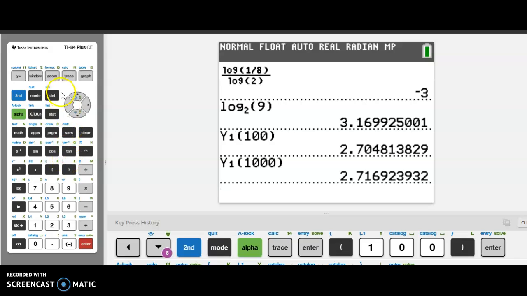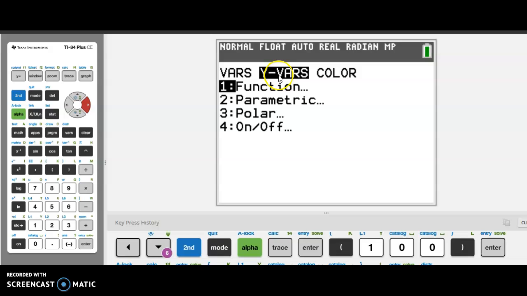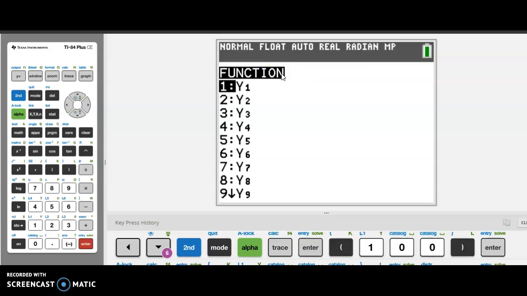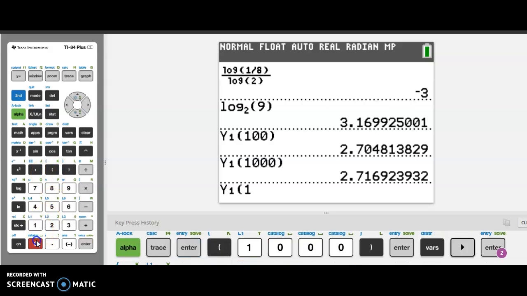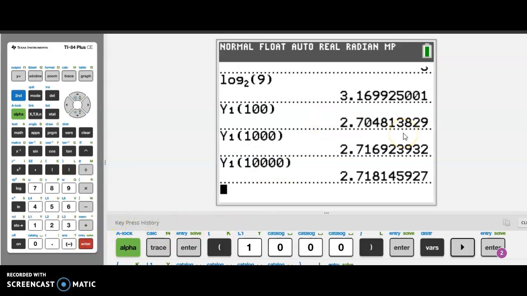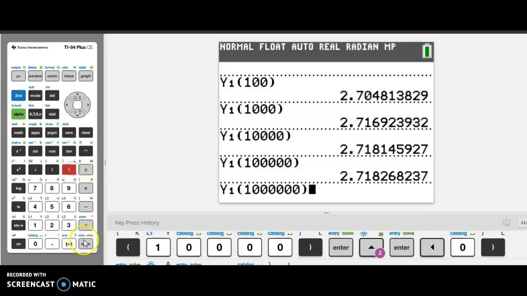By the way, if you don't have this alpha trace shortcut, you can also hit what's called the vars key for variables. Then you have to go over a tab to get to y vars, hit enter again, grab the function, and then 10,000. Close the parentheses. So x is 10,000 in this problem. But what you should notice is that the more values I get, it just gets closer and closer to one number.